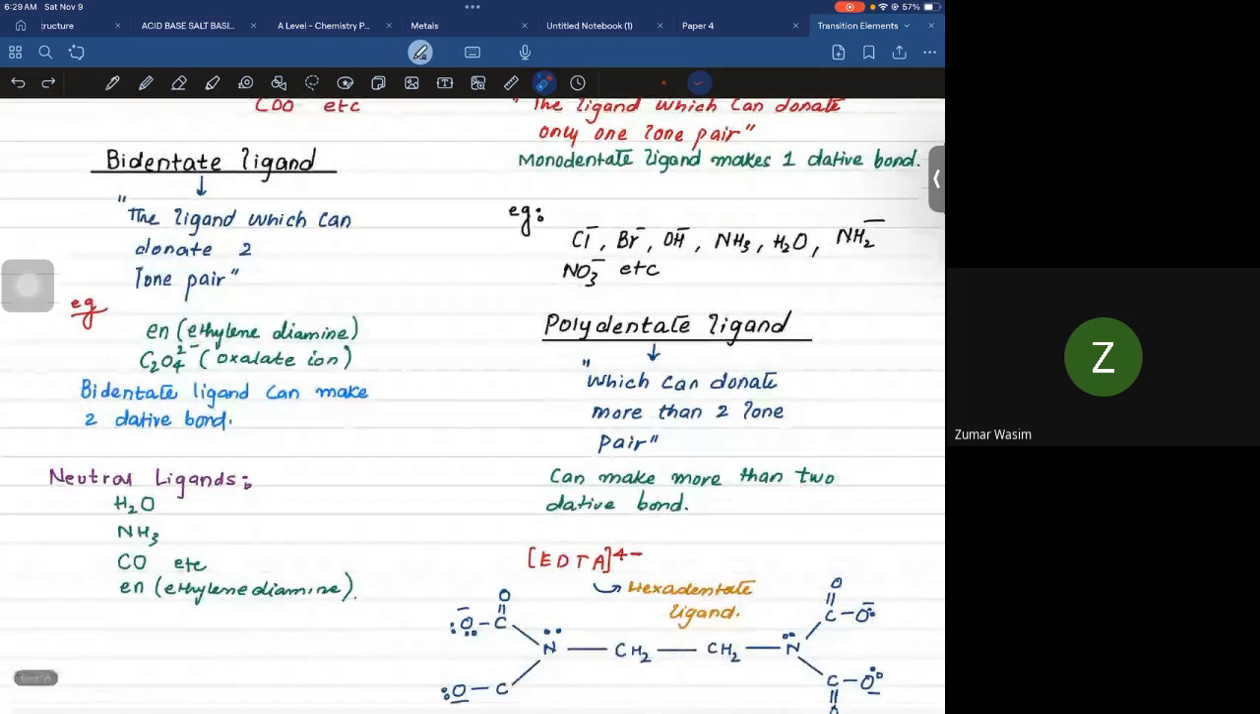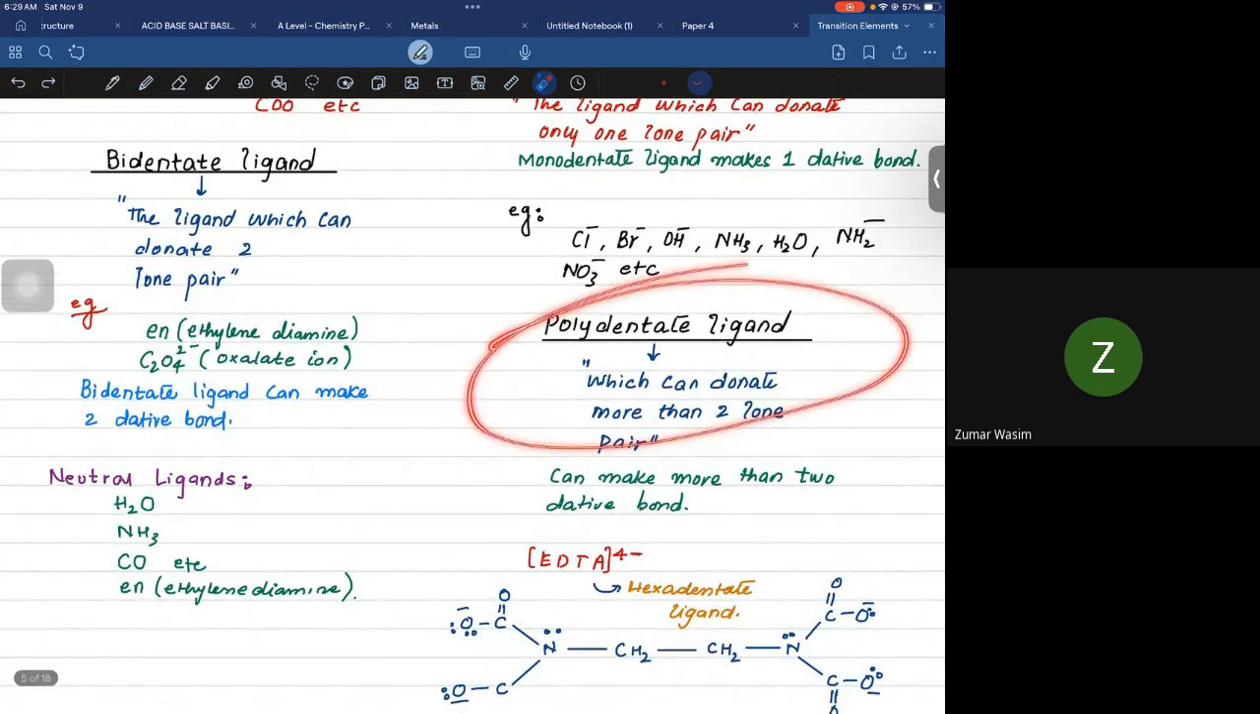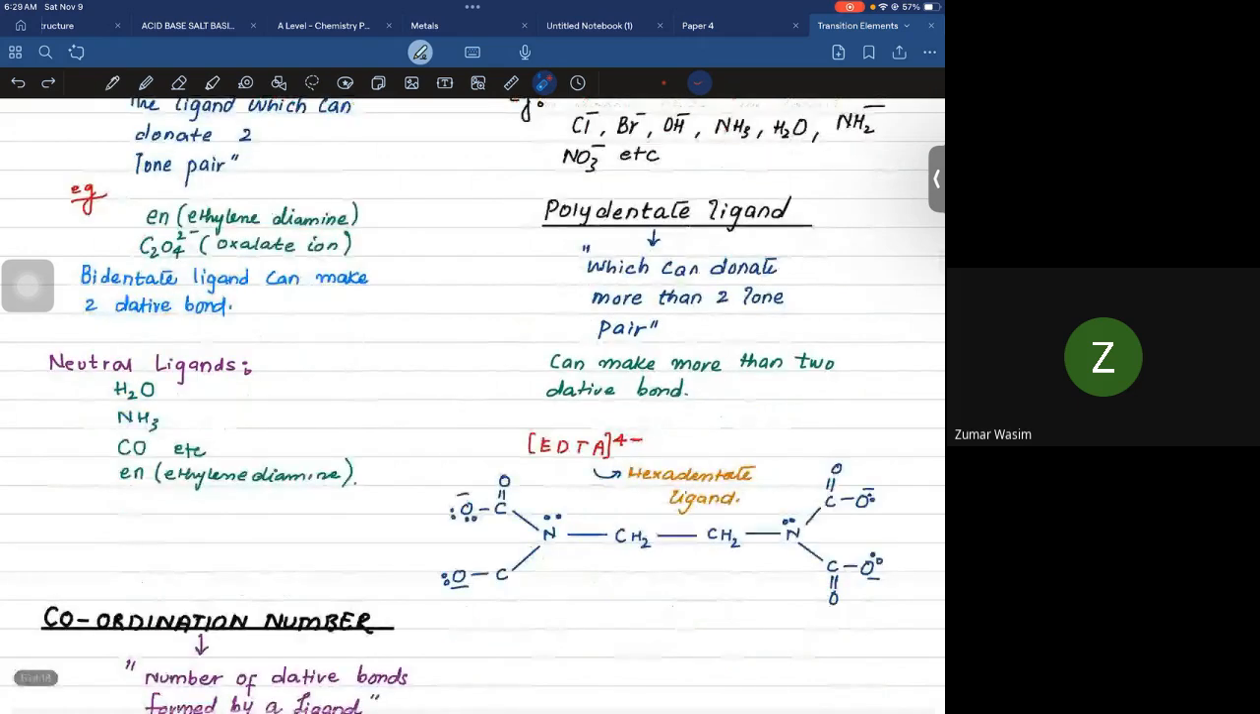Then we have polydentate ligands. Poly means many, many meaning more than two, which can donate more than two lone pairs. The very famous ligand is EDTA. It has 6 lone pairs.